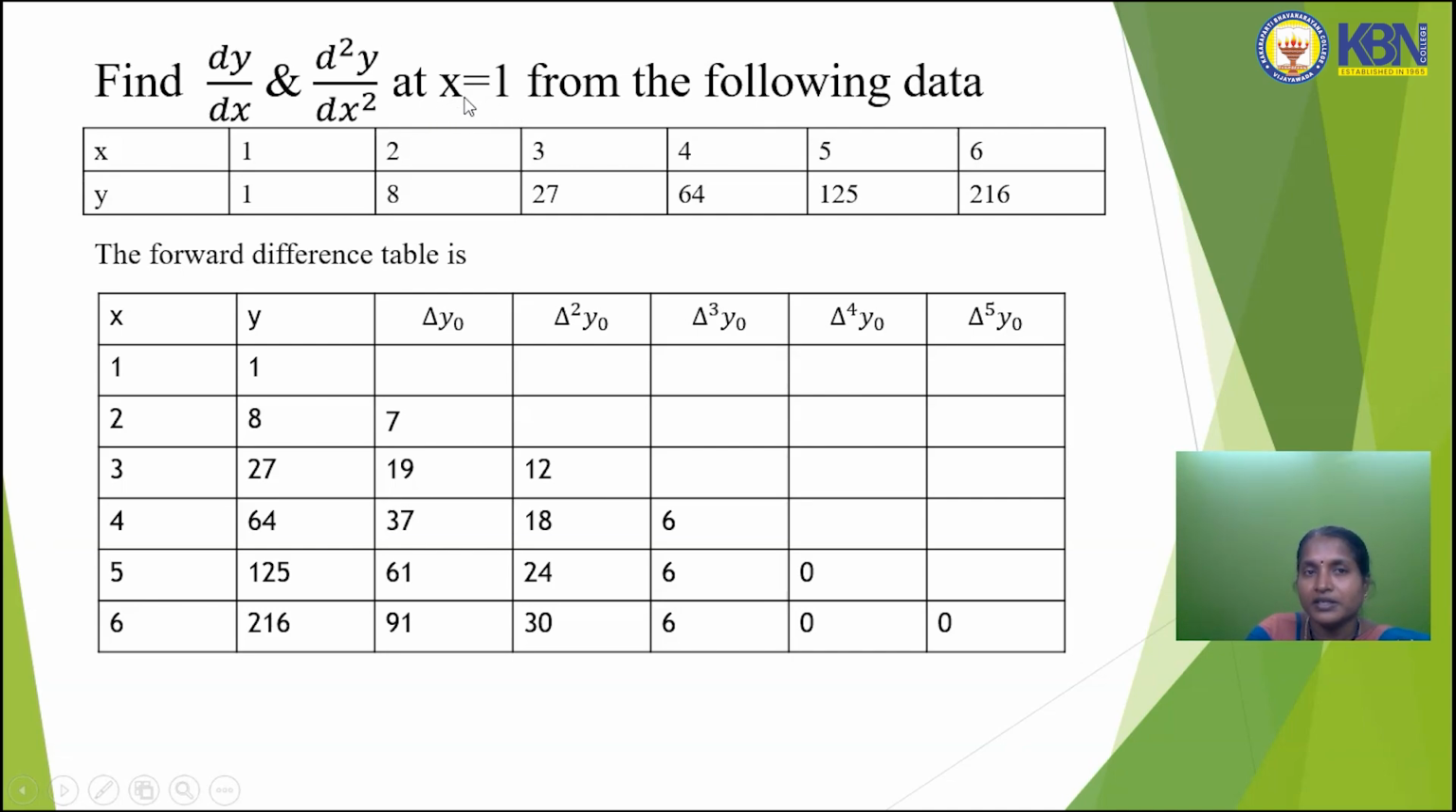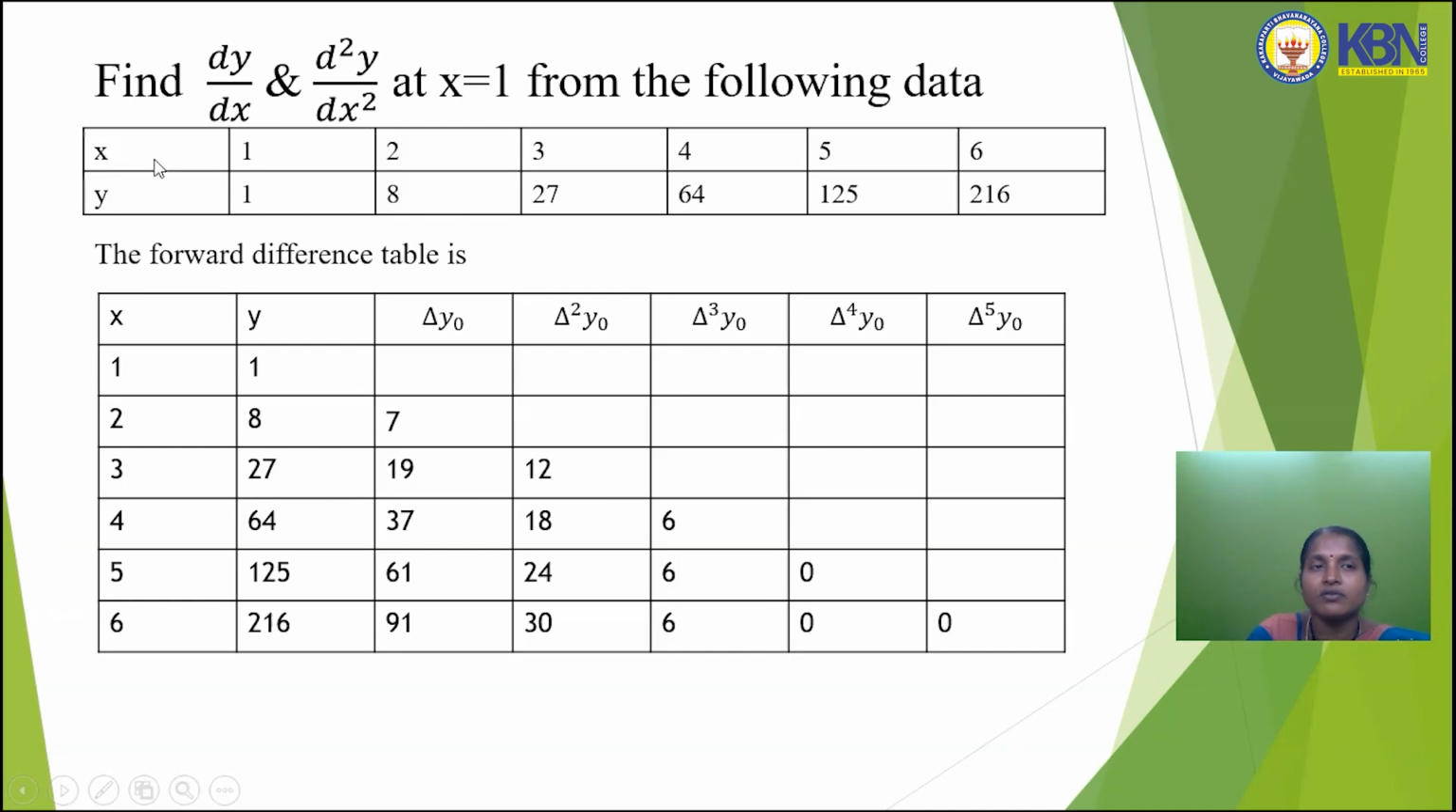If the value he is asking is near the starting values, then you can apply the Newton forward interpolation formula. Suppose he is asking for an x value among the last values, then apply the Newton backward interpolation formula. Is it clear? He did not mention the method. So at x is equal to 1, the starting value is near. So he is asking dy by dx and d square y by dx square.